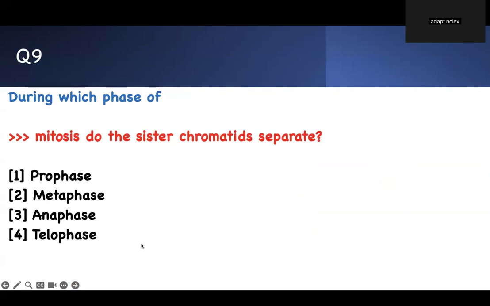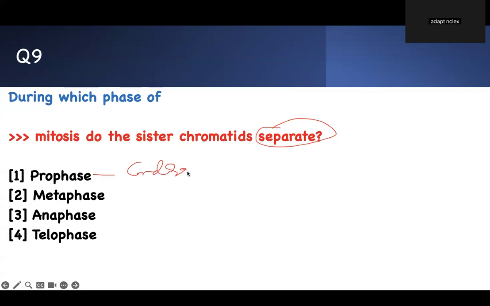Number 9, during which phase of mitosis do the sister chromatids separate? The key word is sister chromatids. Don't get distracted. It says separate. So you have to know that at prophase, the chromatin condenses. They have not separated yet. So this is where the condensation occurs.